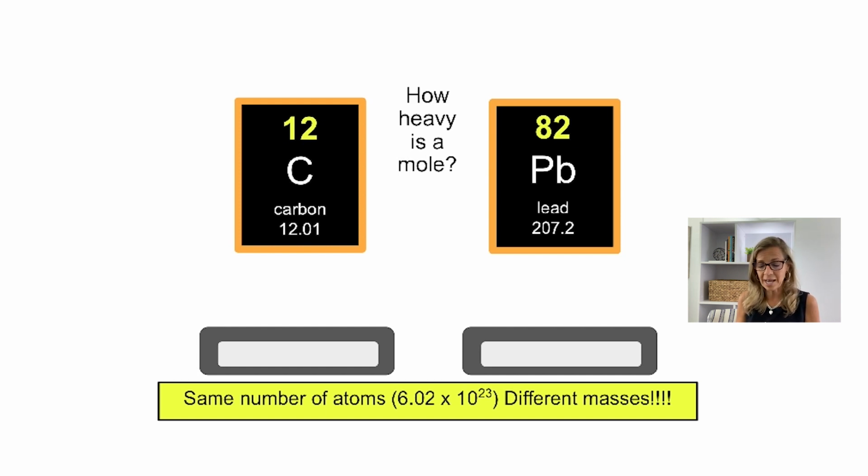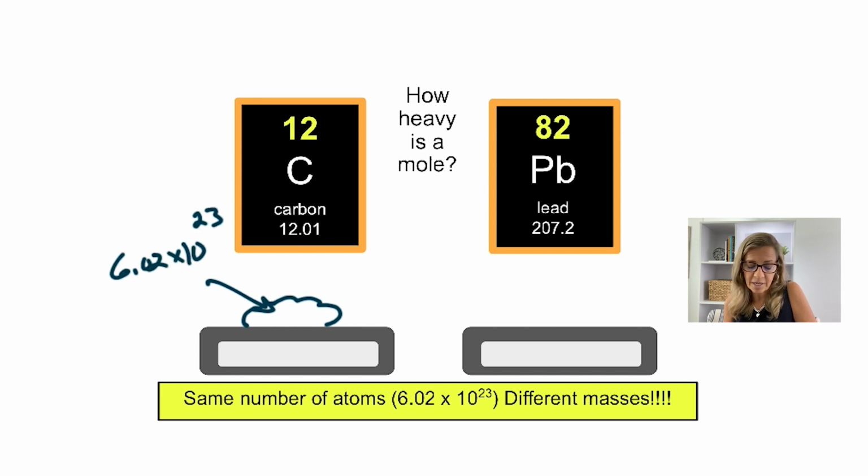So here's my question. How heavy is a mole? The answer is it depends. It depends on what we're talking about. If I were to pile up a mole of carbon atoms, let's just say I've got 1 mole, which would be 6.02 times 10 to the 23rd atoms. That mass of carbon would weigh 12 grams on a balance.